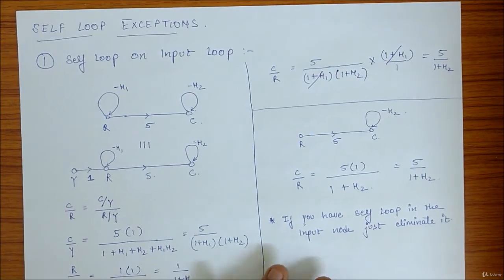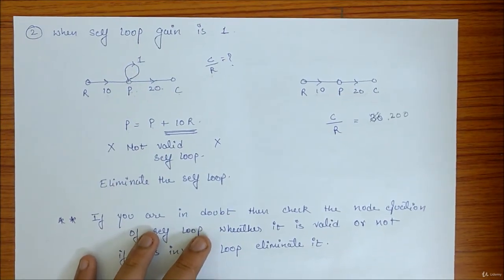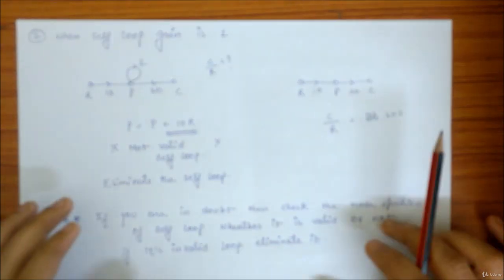Okay, these are two exceptions from my side, and I think this is what I wanted to cover in the self loop part. So it's time to finish the Mason's gain part, and next I'll see you with the conclusions, where I will compare Mason's gain formula with the block diagram reduction technique, and I'll finally conclude the module. Okay, yeah.